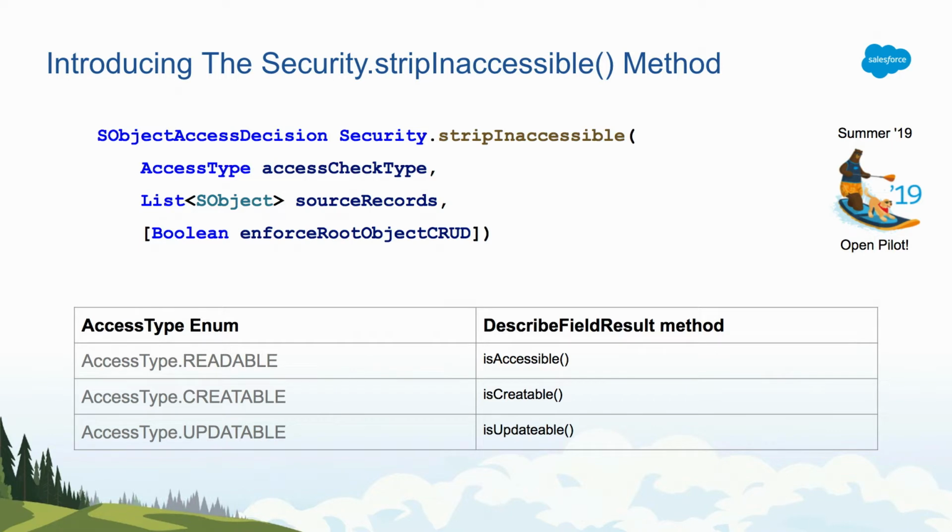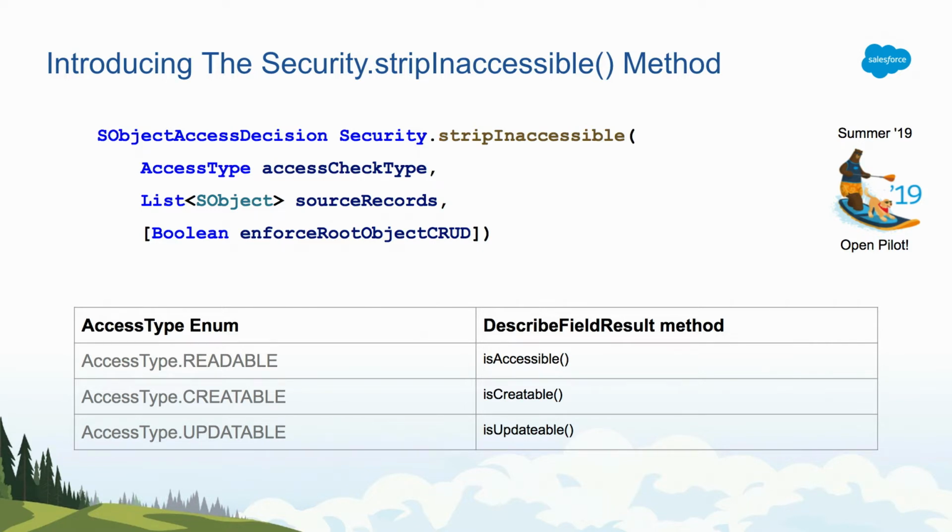Here is the method signature. As I said, it lives in the security namespace. It returns a new object type, which is just a container object I'll describe on the next slide, called SObjectAccessDecision. The first argument is an access check type, and it comes from this new enum in the code, which has three possible values. And they determine whether it's readable, creatable, or updatable, determines which of the familiar describe field result methods are used to check each field of the objects.